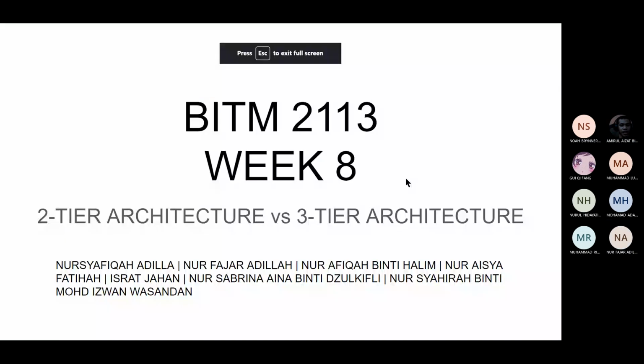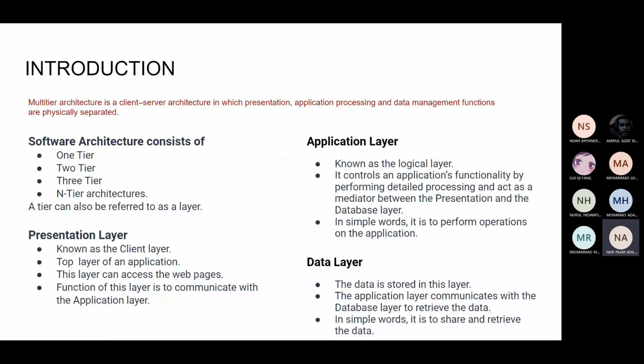Okay, this is a presentation for two-tier architecture and three-tier architecture. So the introduction: multi-tier architecture is one in which presentation, application processing and data management functions are physically separated. Software architecture consists of four types, which are one tier, two tier, three tier, and n-tier architecture. A tier can also be referred to as a layer, which here means three layers. The presentation layer is also known as the client layer, the top layer of the application. This layer can access the web page, and the function of this layer is to communicate with the application layer.